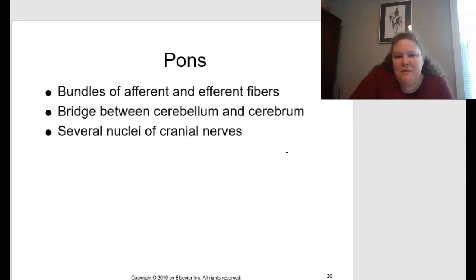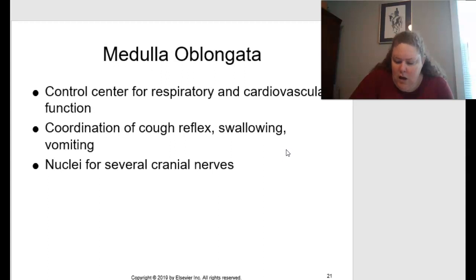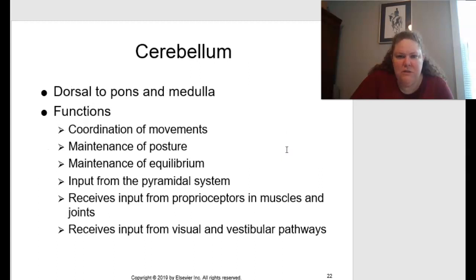The pons, this is the bundles of afferent and efferent fibers, and the pons is basically the bridge that is there between the cerebellum and the cerebrum. And there are several nuclei of the cranial nerves that are located here. The medulla oblongata, this is the control center for respiratory and cardiovascular function. It also helps to coordinate the cough reflex, our swallowing, and our vomiting. And sorry guys, there's also the location of nuclei for several of our cranial nerves.